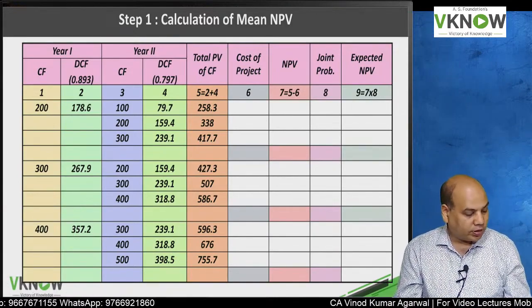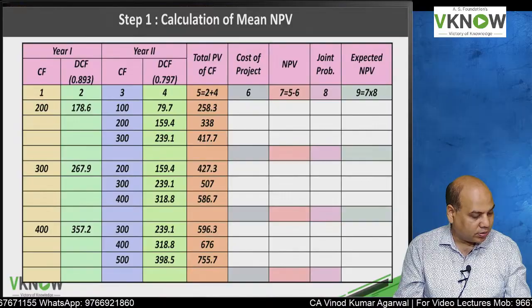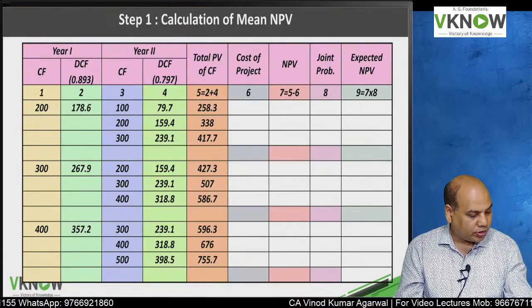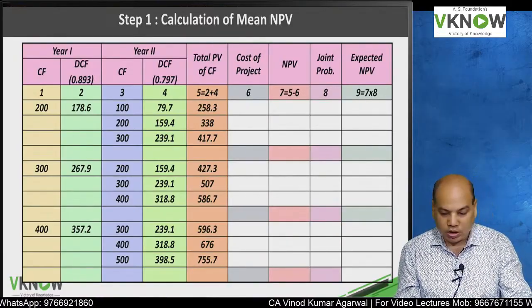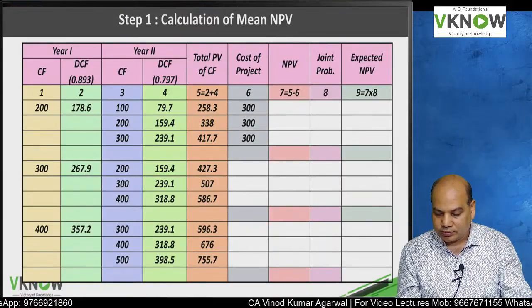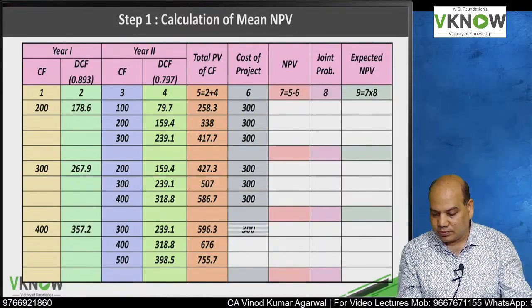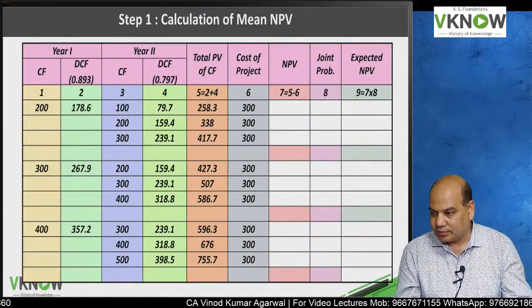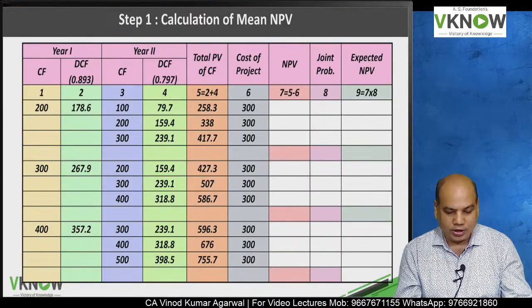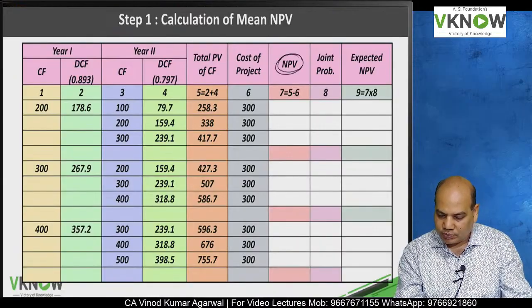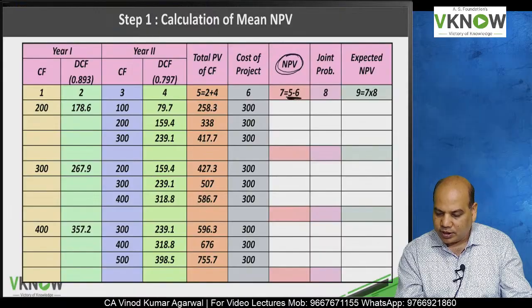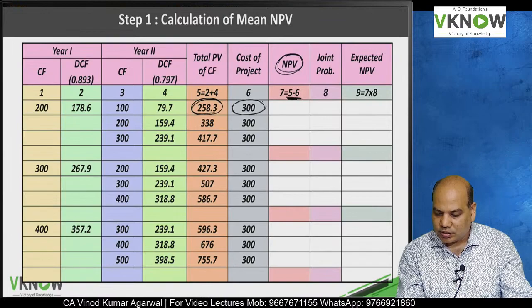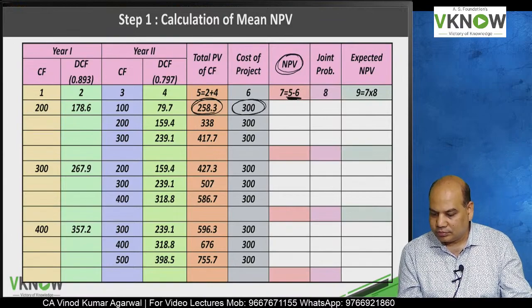Question is from RTP of your institute only. What is the cost of the project in rupees in thousand? Cost of the project is 3 lakh. So we are going to write 300 rupees in thousand. Write down 300 9 times. NPV, column number 5 minus 6. Try.